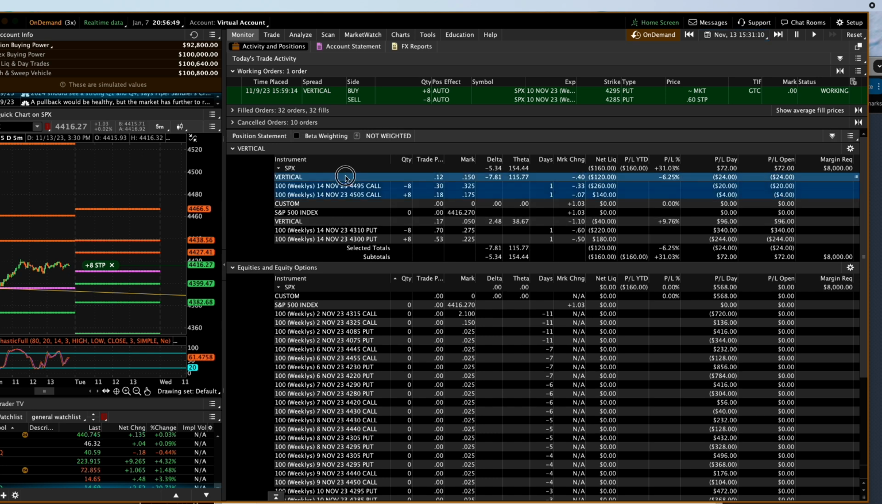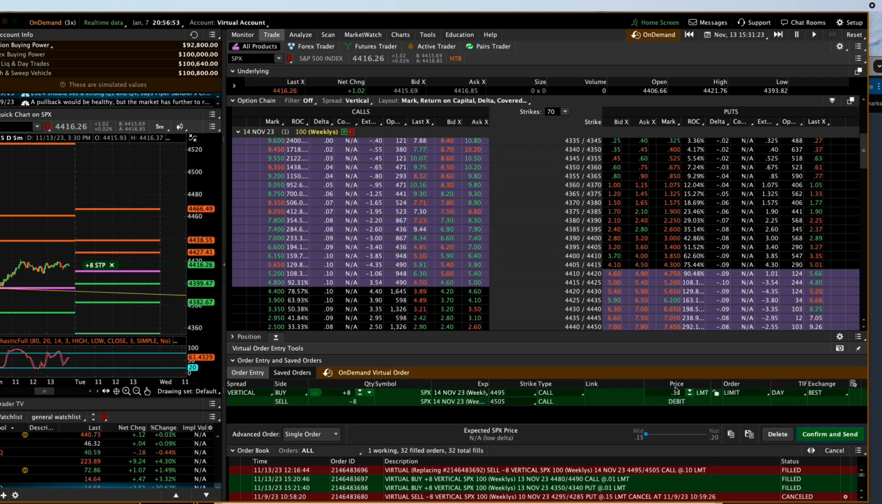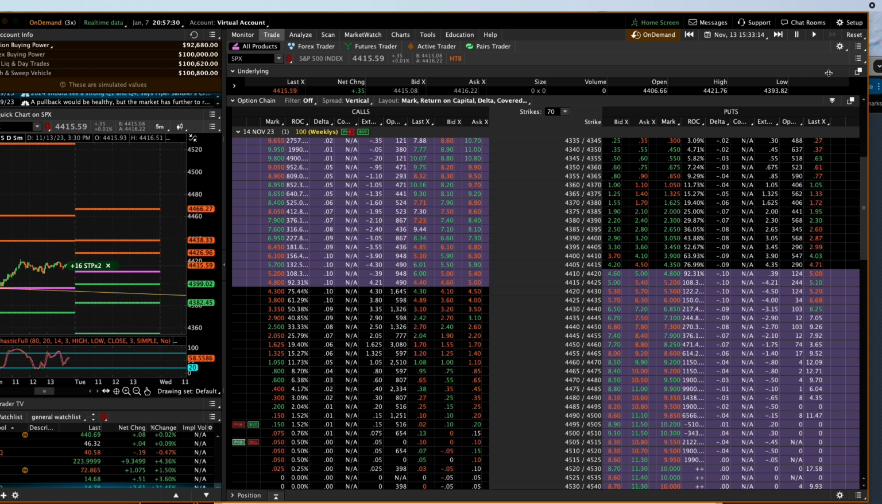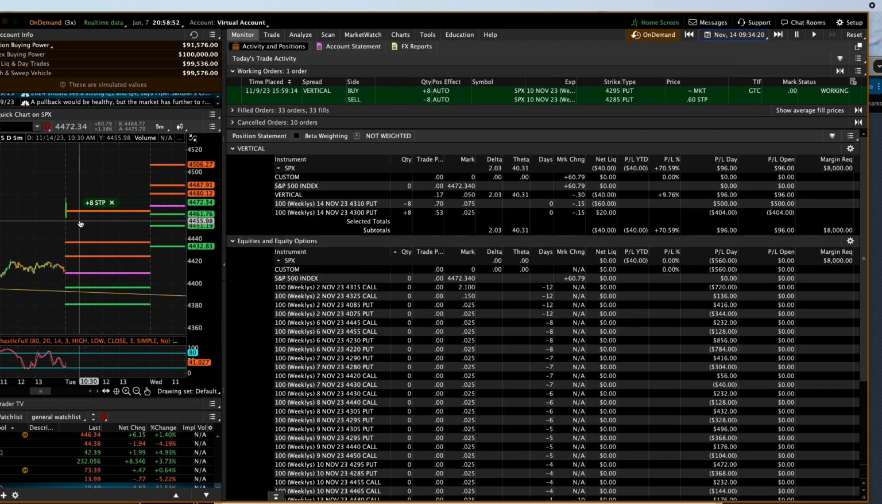That is going to be this one. Create a closing order. Just know that, but we're going to fast forward it and see what happens with our stop and see the fun ensue. I got smoked again, of course, predictably, with this CPI announcement.